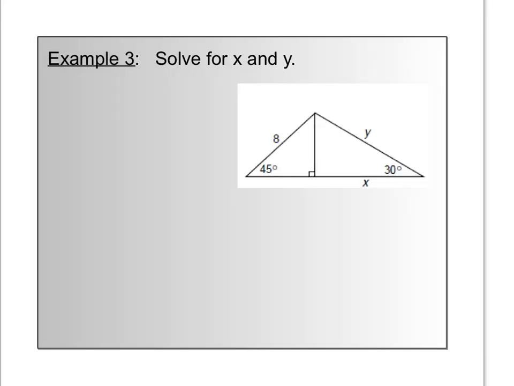Example 3, solve for x and y. So we can see we have two different special triangles here. We have a 45, 45, 90 and a 30, 60, 90. And we're going to have to use one to find the values in the other. So first, I want you to do this. Solve for a side that the triangles have in common. So number one, solve for a side that the triangles have in common.